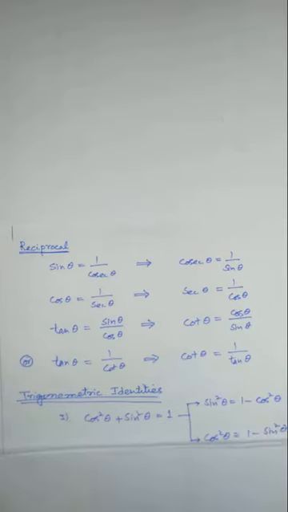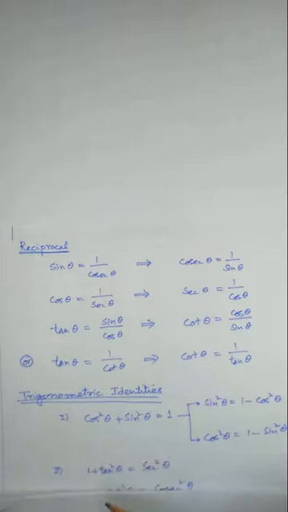The first is cos square theta plus sine square theta is always equal to 1. If we shift cos to the other side, then sine square theta is equal to 1 minus cos square theta. If we shift sine to the other side, then cos square theta is equal to 1 minus sine square theta.